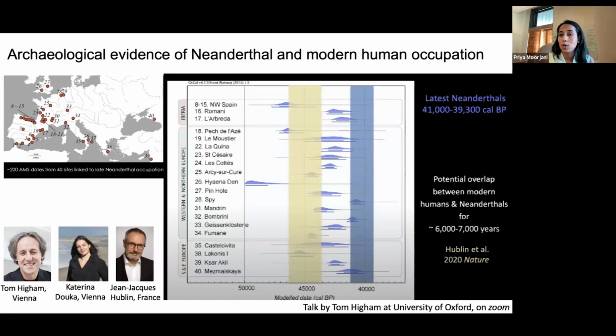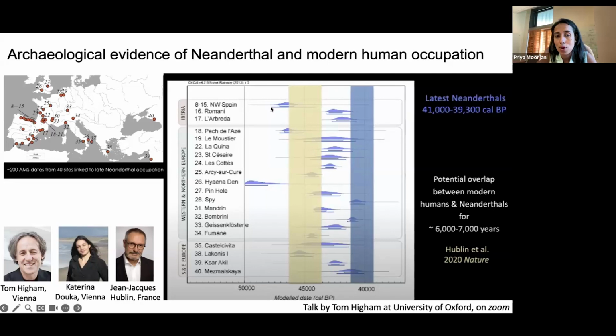But for Neanderthals, we have a very rich fossil record, and work by Tom Higham and Katerina Douka and many others has helped us understand how far they were spread and when they might have gone extinct. In a study, they collected data for 200 samples from 40 different sites across Europe and West Asia, and they tried to infer how long Neanderthals might have been present at these sites.